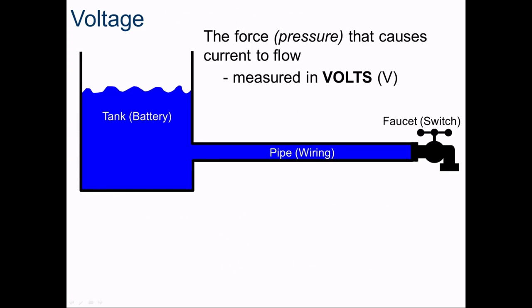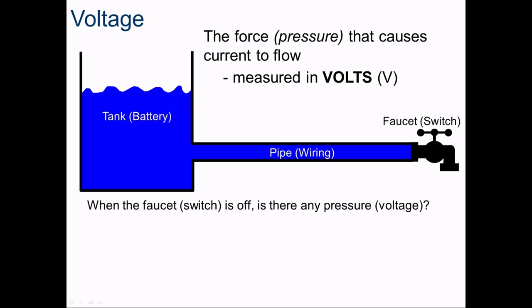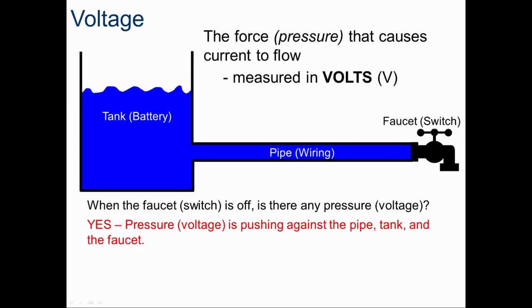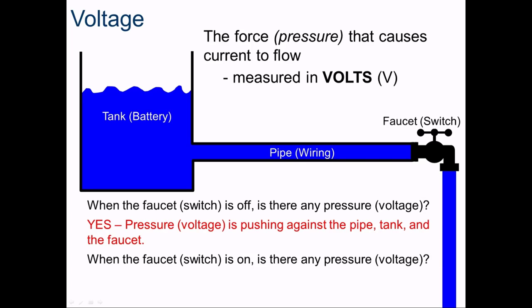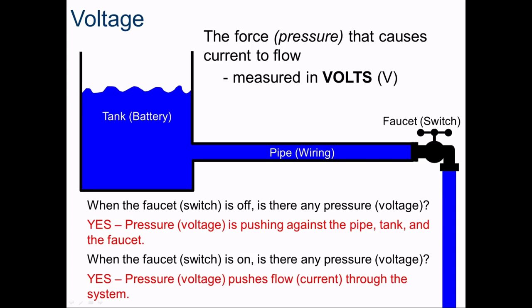Okay, voltage. Again, our water example, our plumbing example. Voltage is the force or pressure that causes current to flow, and it is measured in volts. When the faucet is off or the switch is off, is there any pressure or voltage? Well, yes, there is pressure pushing against the pipe, tank, and the faucet. When the faucet switches on, is there any pressure? Yes, there is still pressure. Pressure, voltage, pushes flow. Remember, it pushes the current through the system. Voltage pushes current.